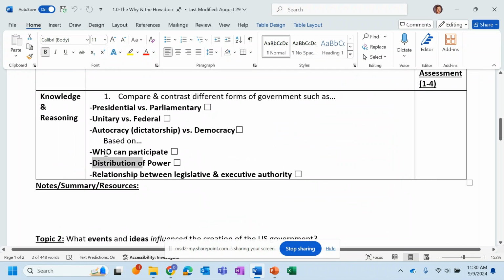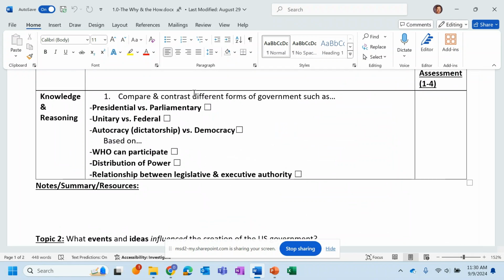And these kind of line up with this. So who can participate is the difference between autocracy and democracy. Distribution of power is unitary versus federal. And then relationship between legislative and executive is presidential versus parliamentary. So basically you want to know what these are, what they tell you about this, and then the compare and contrast component comes in if you're given a profile of a government: can you determine what type they have and how it might be different if they had different structures?